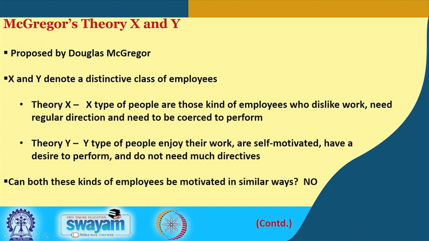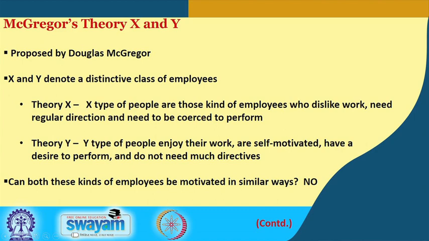The third theory which we shall discuss is theory X and Y, which is proposed by Douglas McGregor, and X and Y denote a distinctive class of employees, with X type of people being those who dislike work, they need regular attention and direction and need to be coerced to perform. You need to use fear or force on them to make them work. And on the other hand, the Y type of people enjoy their work, they are self-motivated, self-directed, they have a desire to perform, and they do not need many directives.